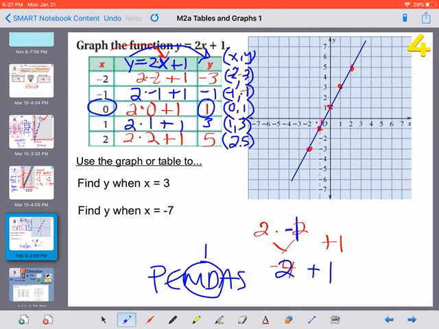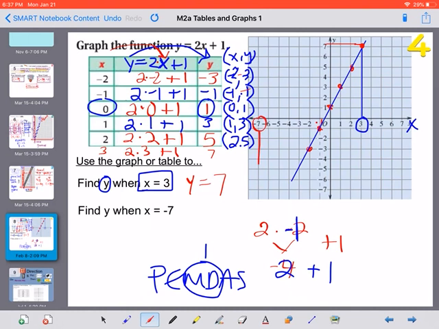So it says use the graph or the table to find y when x is 3. Well, here's our x-axis. We can see 3 is right here. If we're going to follow that up to the line, where do we meet? Well, it hits right there. Y is at 7. So y would be 7. You could also plug in x is 3. 2 times 3 is 6. Plus 1 more is 7. That would have been the next point if we were to graph it.